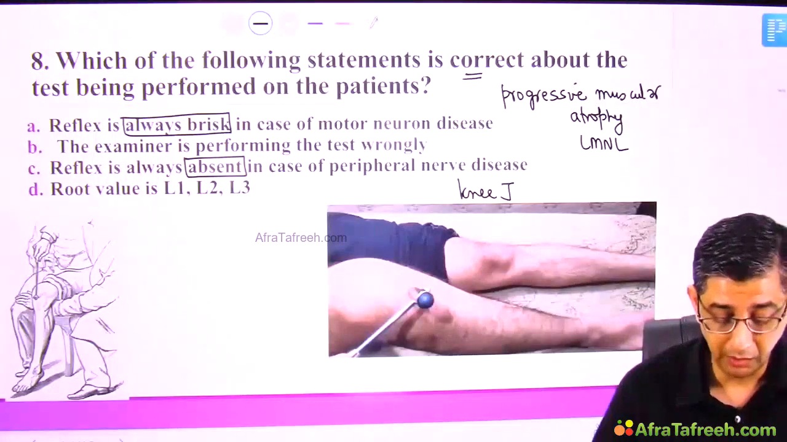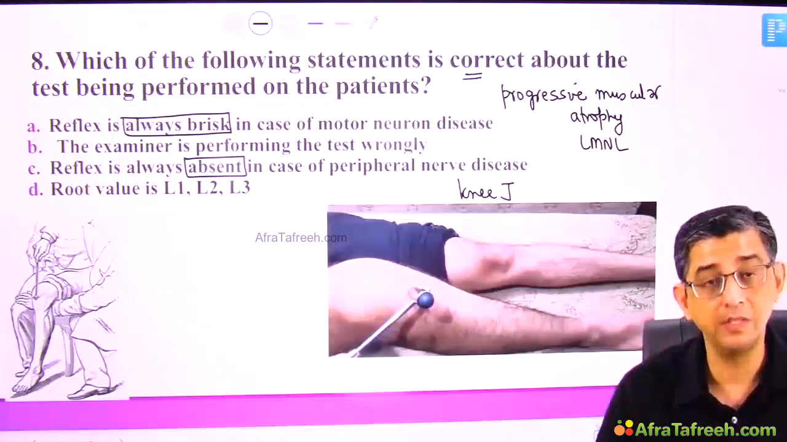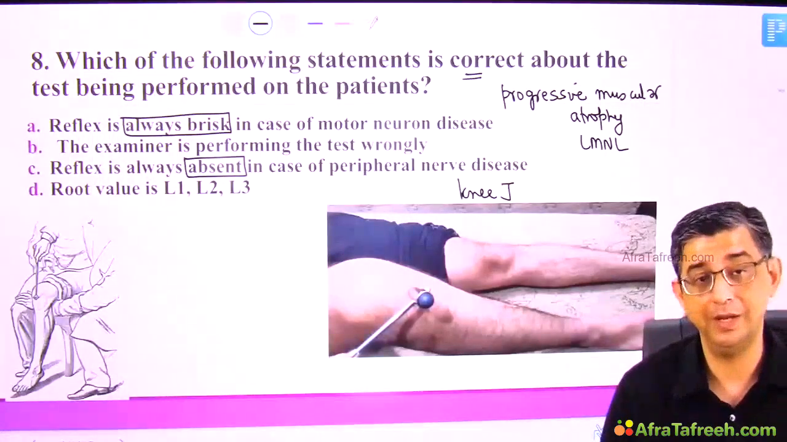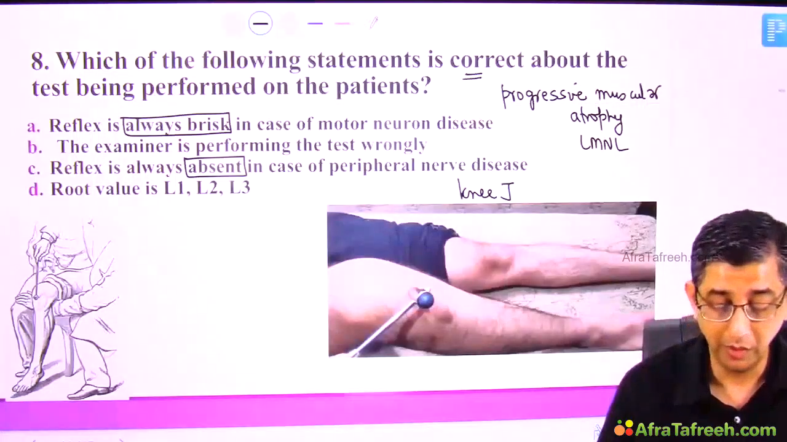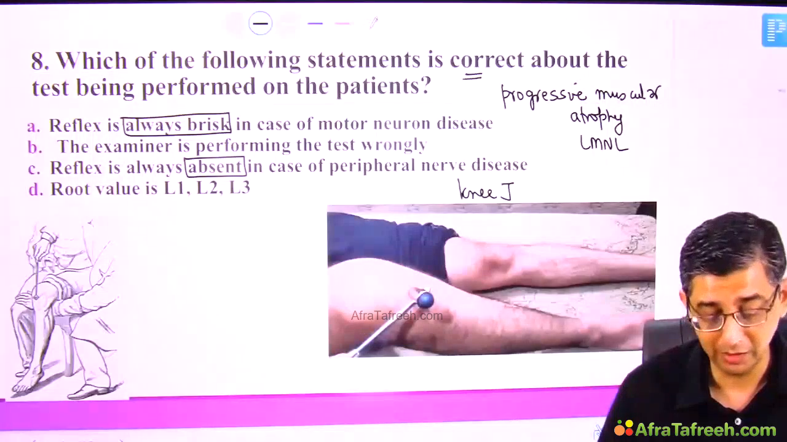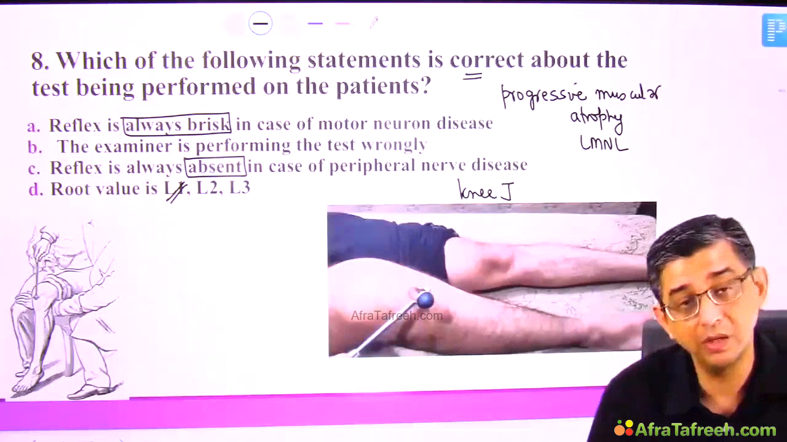So to say that it is always brisk and always absent, the basic point is he has exaggerated the word "always." That is not the case. The root value is given wrong. It is written L1, 2, 3, but actually it is L2, L3, L4. So L1 is the wrong thing here.